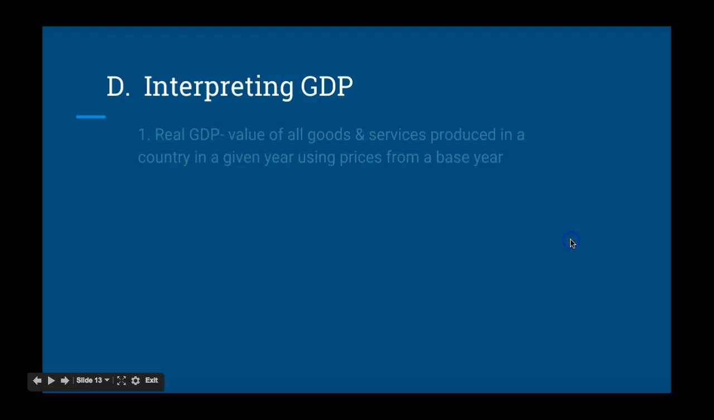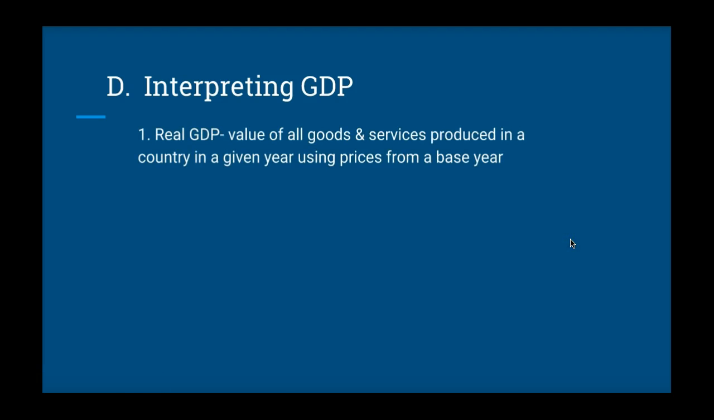Otherwise, the big thing that notes-wise that I want you to know is the difference between real and nominal GDP. So real GDP is the value of all goods and services produced in a country in a given year using prices from some sort of base year. If you watch Mr. Clifford's video, he talks about 1985 versus 1955, and the base year is 2009. It doesn't have to be the years that you're comparing. It could be any other year that you choose, okay?